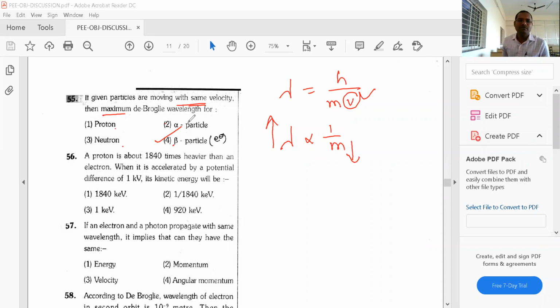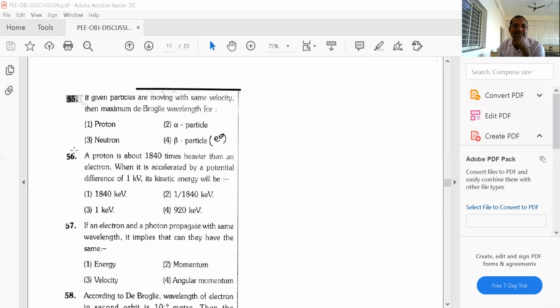Among all the four moving with same velocity, maximum de Broglie wavelength is for the beta particle. If they ask minimum, mass should be more. Mass will be more for the alpha particle. Minimum means alpha particle, maximum means beta particle here. Got it, students? Clear? Next, 56.